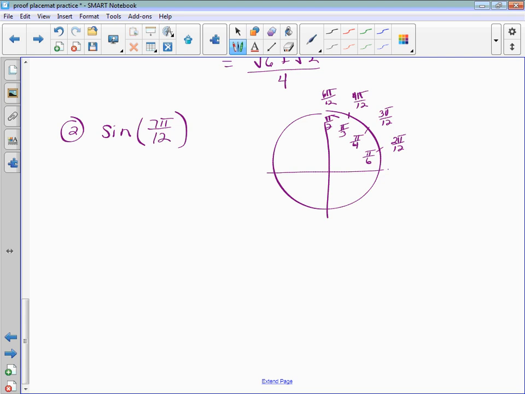So, we're not supposed to convert it to degrees. I want you to be able to think in radians. You've got to be able to think in fractions. It's harder because you don't have a calculator.